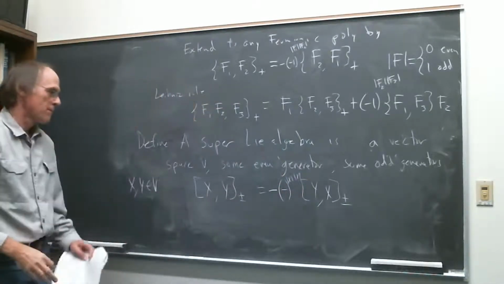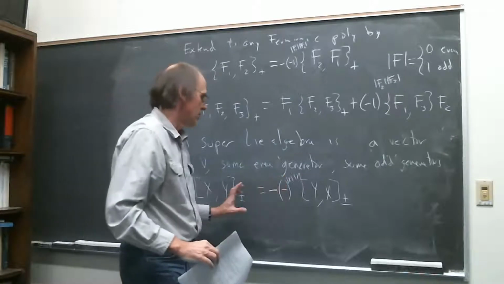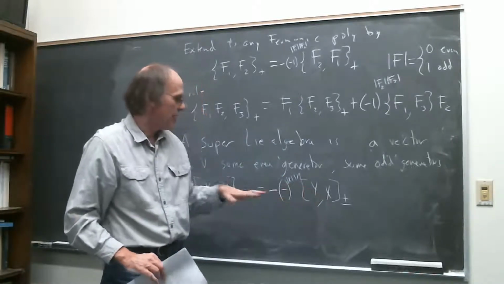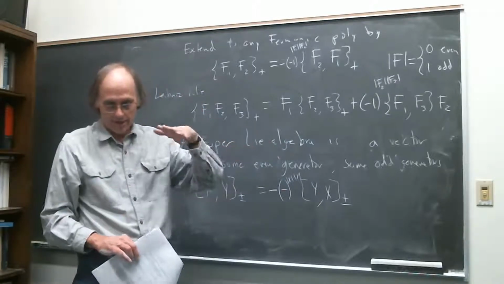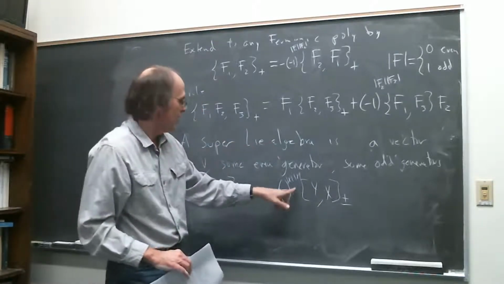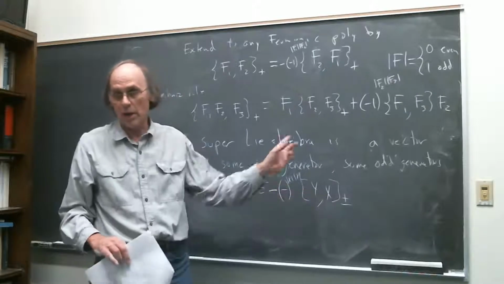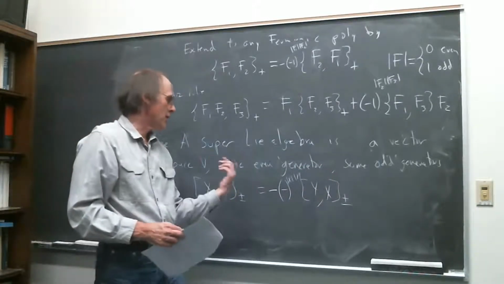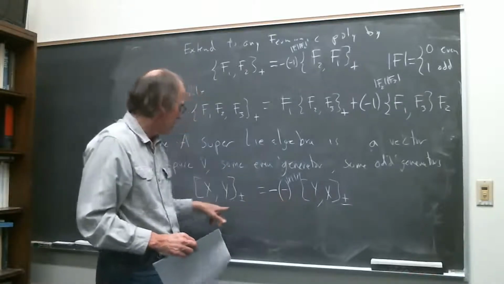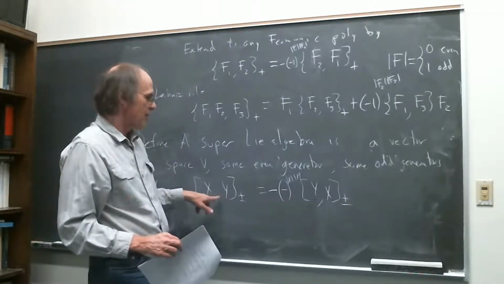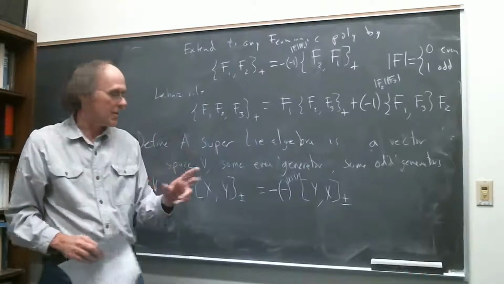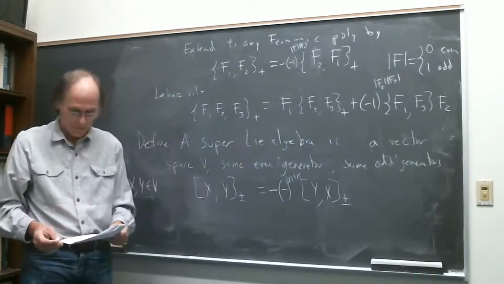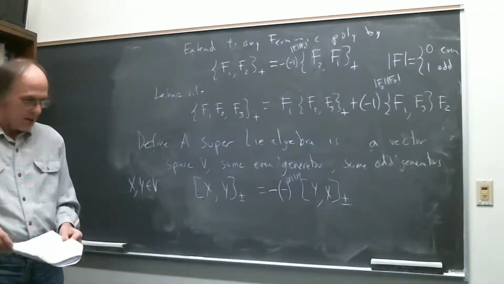So if these generators are basis elements in the even directions, then the Lie bracket just has its normal properties, and if they're in the odd directions, then instead of this being a commutator, you have symmetry instead of anti-symmetry. Okay.